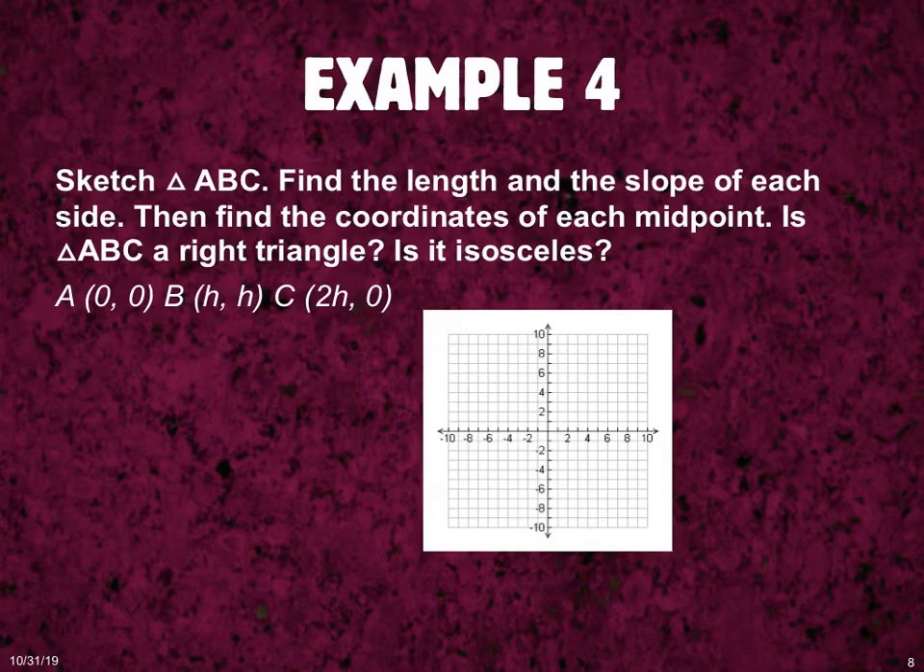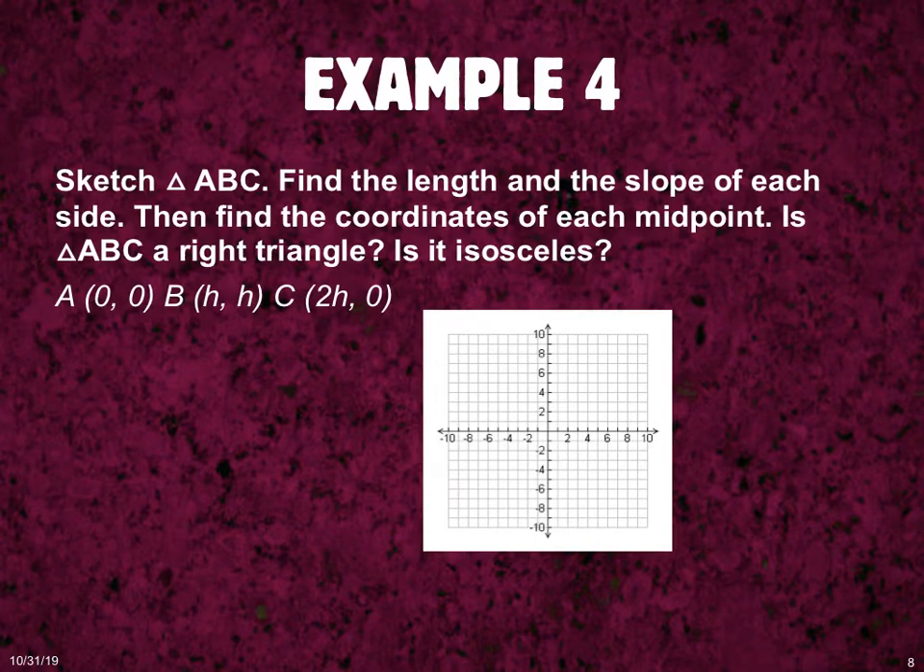Okay, for the next one, we're going to sketch triangle ABC. It says find the length and the slope of each side, then find the coordinate of each midpoint. Is triangle ABC a right triangle? Is it isosceles? So we're going to look at all those. To determine whether it's a right triangle, we're going to need to know whether it has a right angle in there. To know whether it's isosceles, we're going to have to know the length of the sides of the triangle. So we're going to take a look at that.